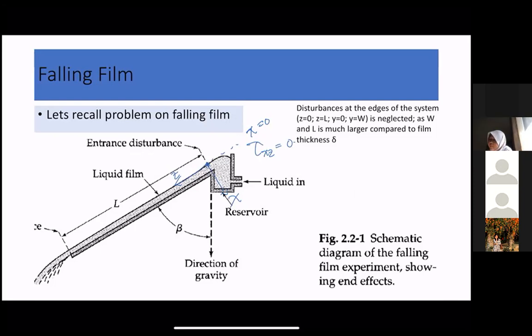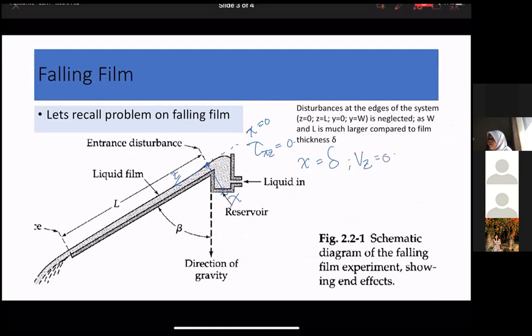When x equals delta, that's the solid-liquid interface. Yes, and then what does it mean? The fluid velocity is equal to the solid velocity. So since the solid is not moving, it's equal to 0. So the velocity vz would be equal to 0, yeah? Right. Okay.